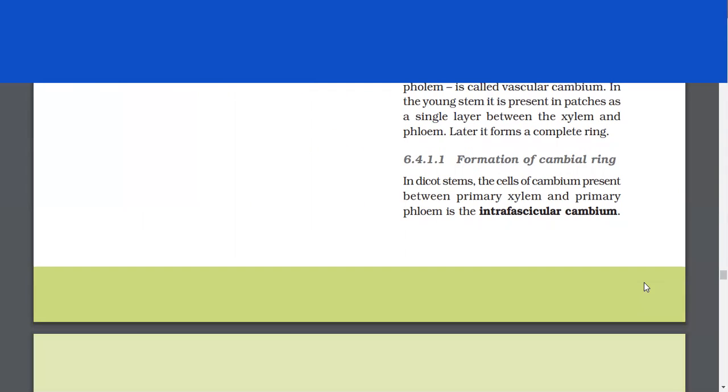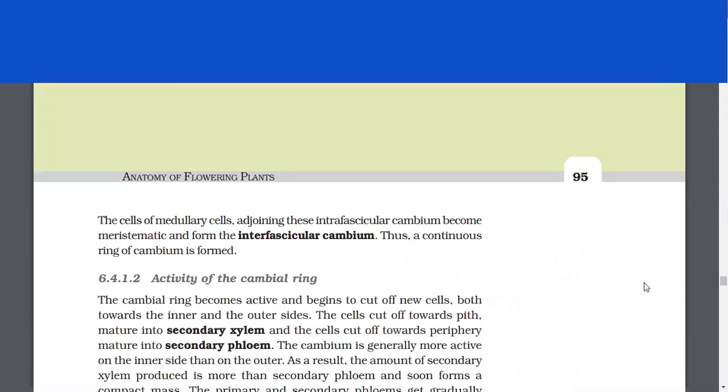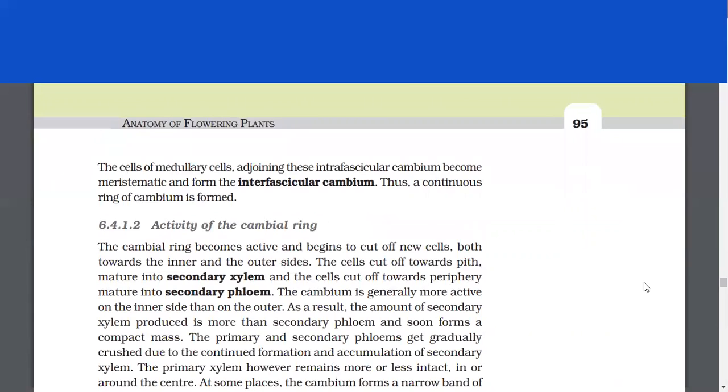Formation of cambial ring. In dicot stems, the cells of cambium present between primary xylem and primary phloem is the intrafascicular cambium. The cells of medullary rays adjoining these intrafascicular cambium become meristematic and form interfascicular cambium. Thus, a continuous ring of cambium is formed.